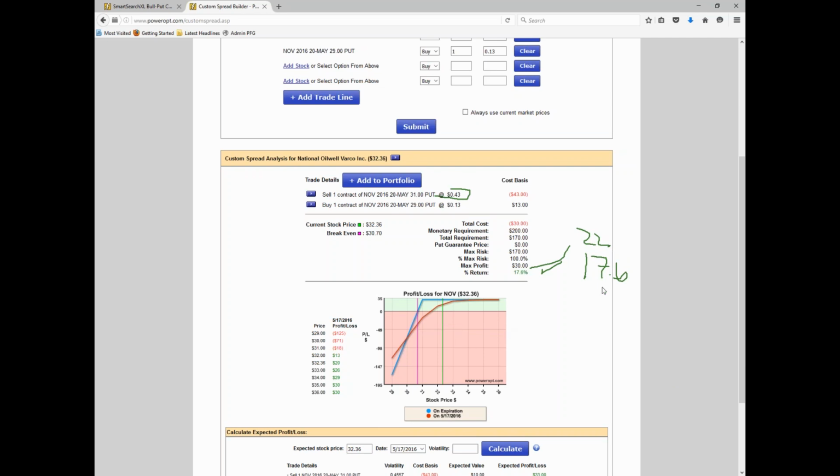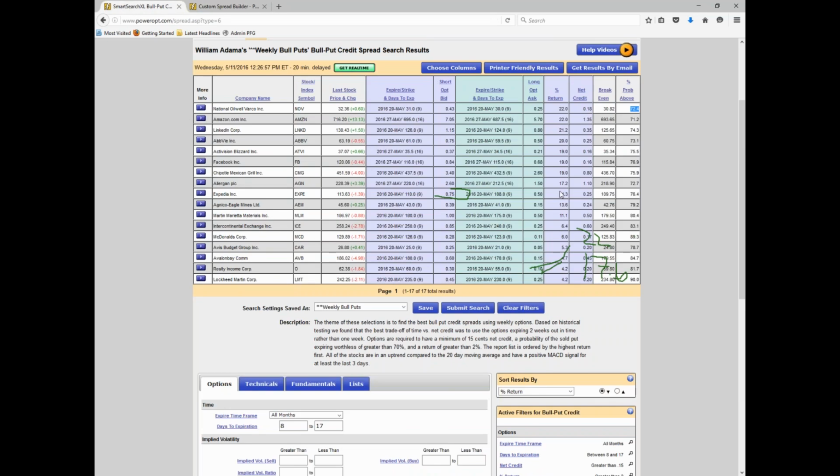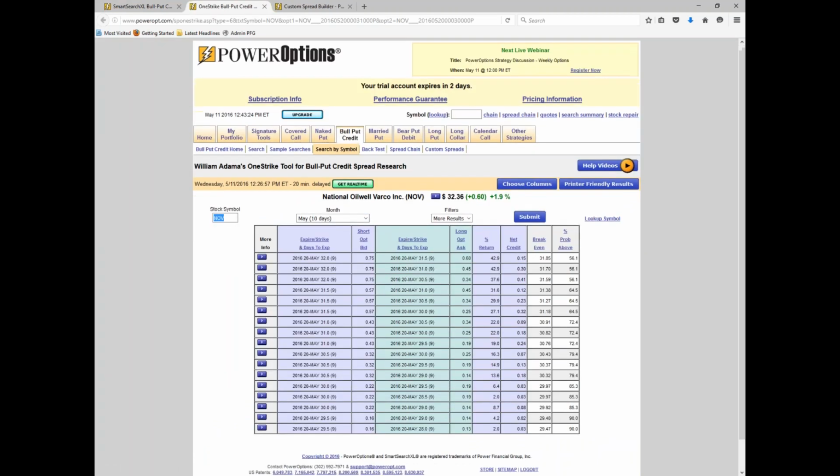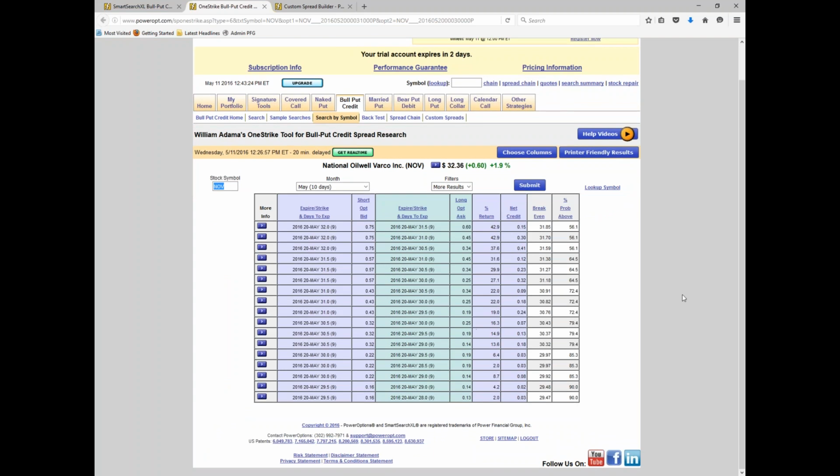Let's take a brief look back at the search tool. I'm going to show you an example of that on NOV here as well. So let me just go to the search by symbol tool. We're just going to look at May 20th, 10 days out. I'm sorry, it's 10 days out in time. So what do we see here? This is the example I was talking about. It's not always using the 31, but let's start here on the 31 block.